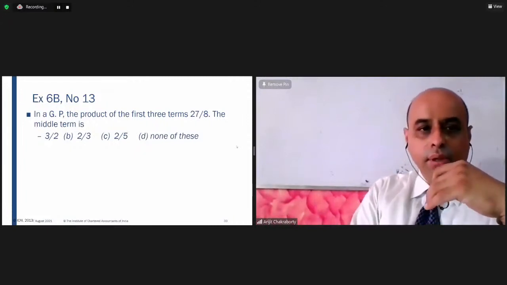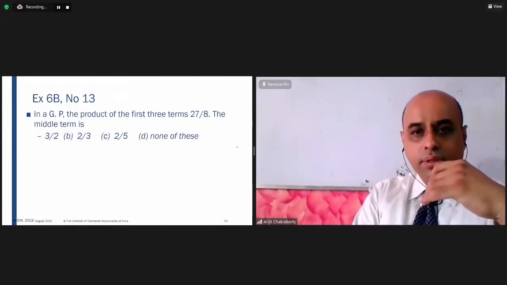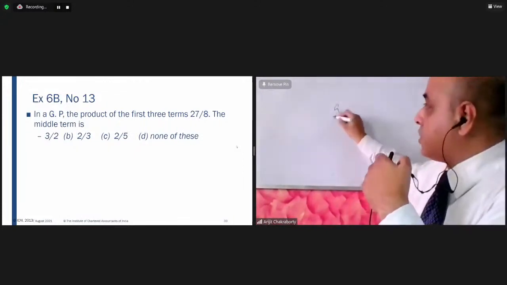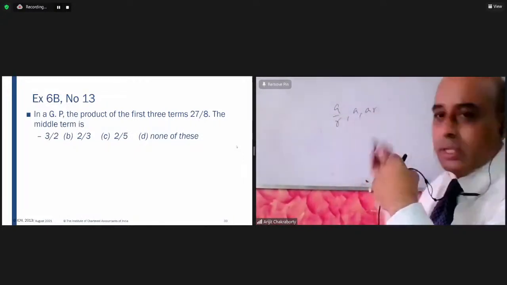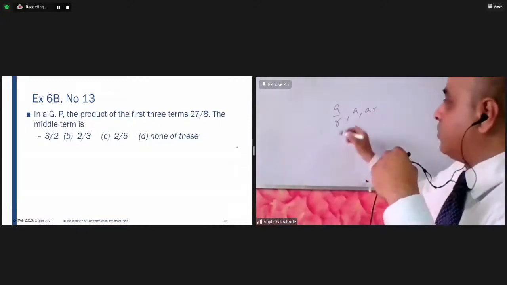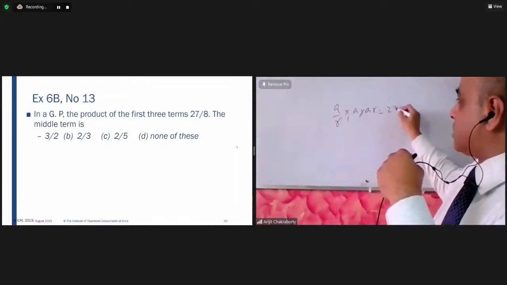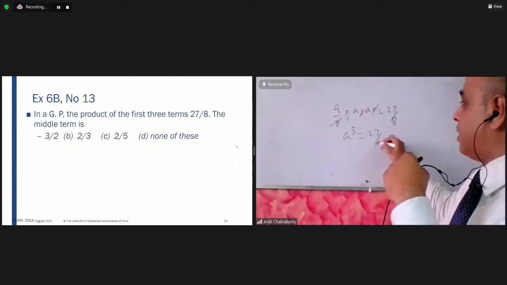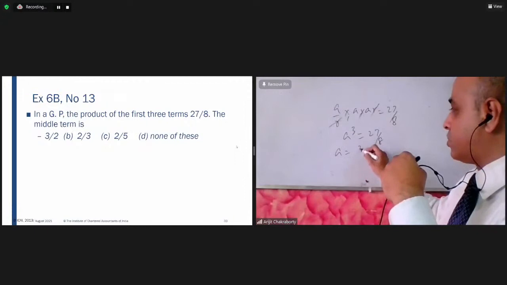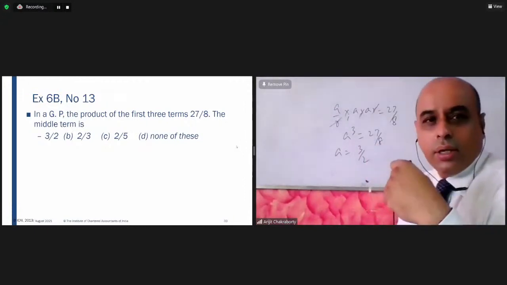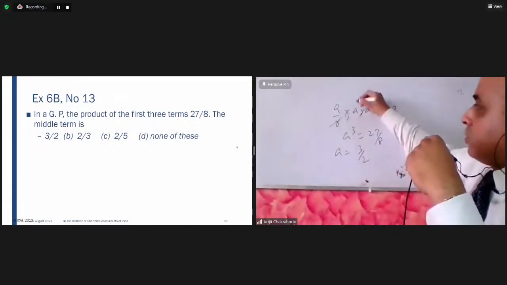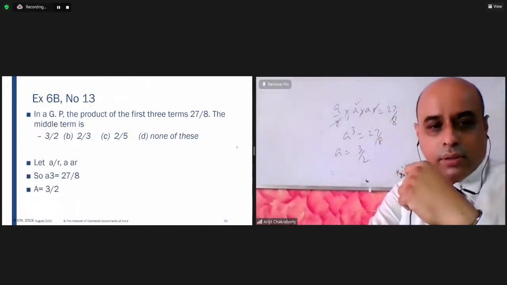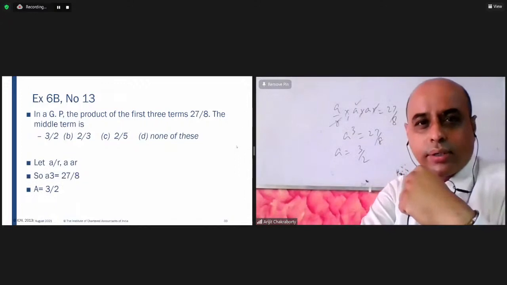Okay, now in a GP, the product of the first three terms is 27 by 8. So let the GP be like this: A by R, A and AR. The product is 27 by 8, which means this is 27 by 8. So straight away R and R cancels. A cube is 27 by 8, which means A is 3 by 2. What is the middle term? So we wanted to know the middle term. Answer is 3 by 2. Solved. Okay, clear. I hope you have followed it.